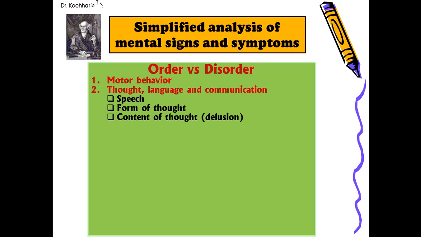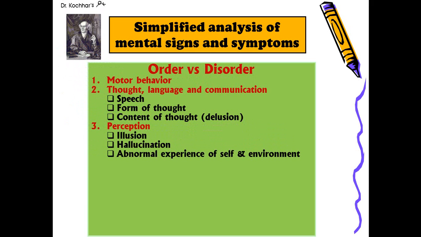So motor behavior, one thing. Then thought, language and communication. The symptoms have to be classified or analyzed in this particular manner. That is speech symptoms, form of thought, then content of thought. In content of thought, delusions come, because delusion is covered under thinking. Then next is perception. Under perception, all illusions, hallucinations and abnormal experience of self and environment come.